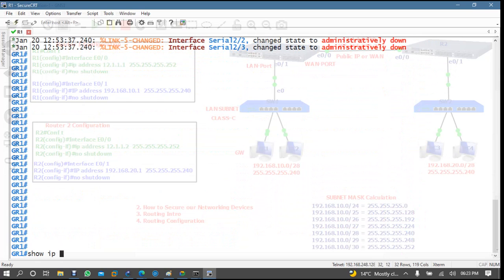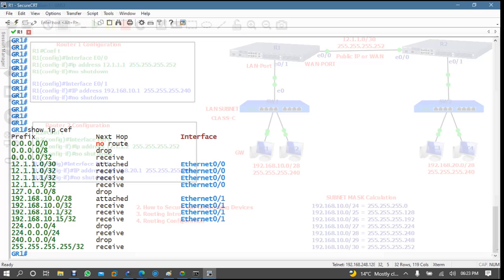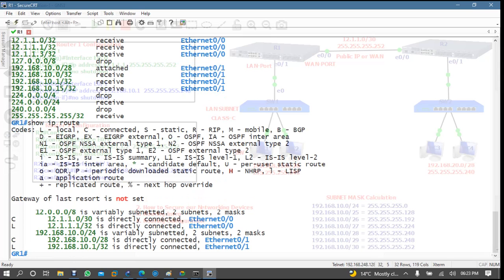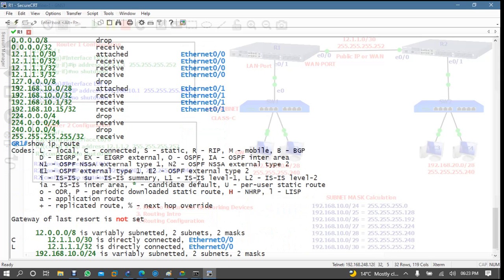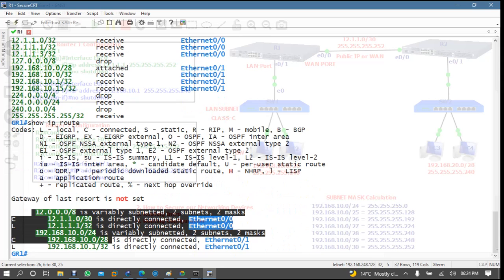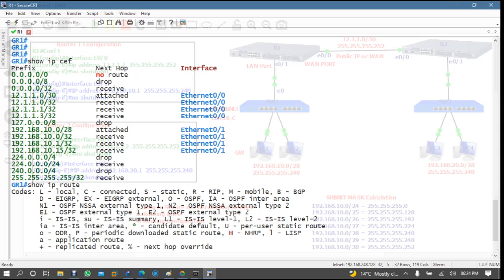Okay, so if you type here show IP CEF, it will tell you. See, so show IP route. In the show IP route you have the information of these networks, right? And show IP CEF is the information on the same. It knows that if I want to forward this information, see, it is attached. Now next hop, you can see here the next hop information, which is attached. If any IP is coming related to this, what I have to do?